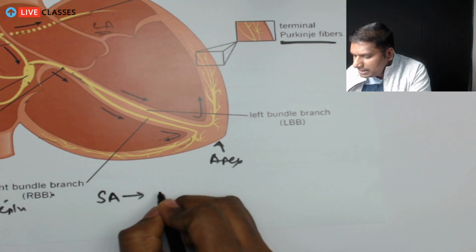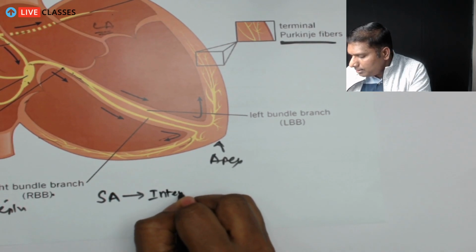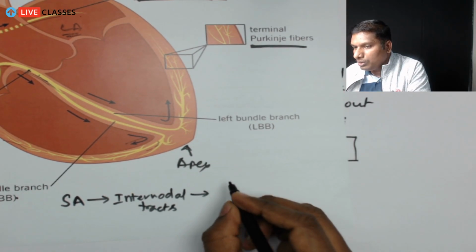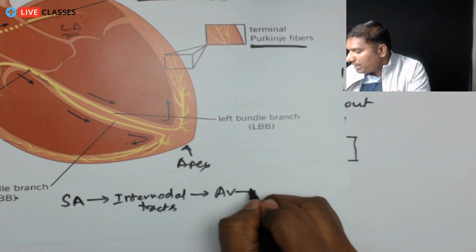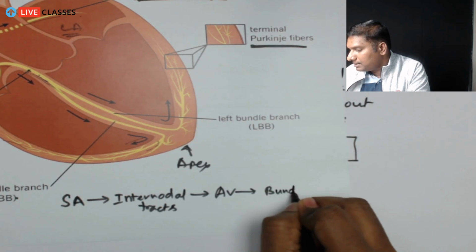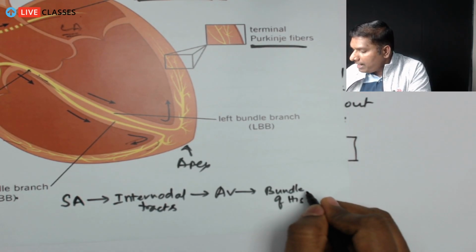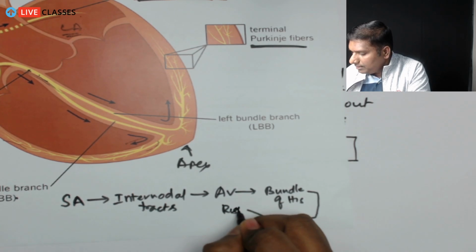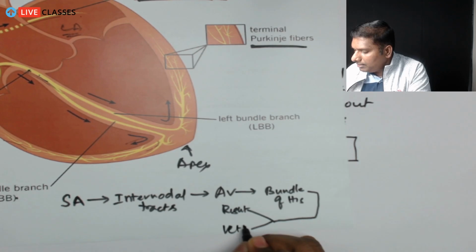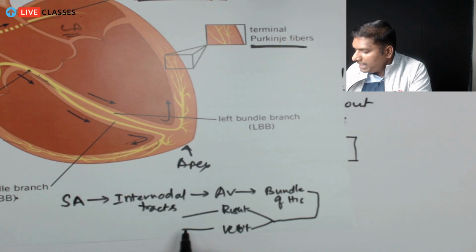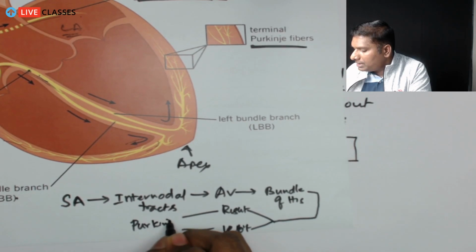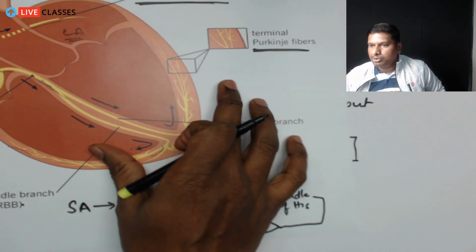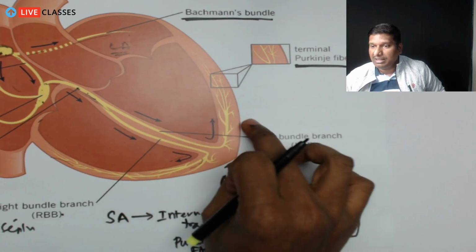From the SA node, the signal through internodal tracts or internodal pathways will move to the AV node. And from the AV node, it moves to the bundle of His. From the bundle of His, you have two branches, the right bundle and the left bundle, and both end up forming Purkinje fibers. And these Purkinje fibers spread all through the right and the left ventricles.